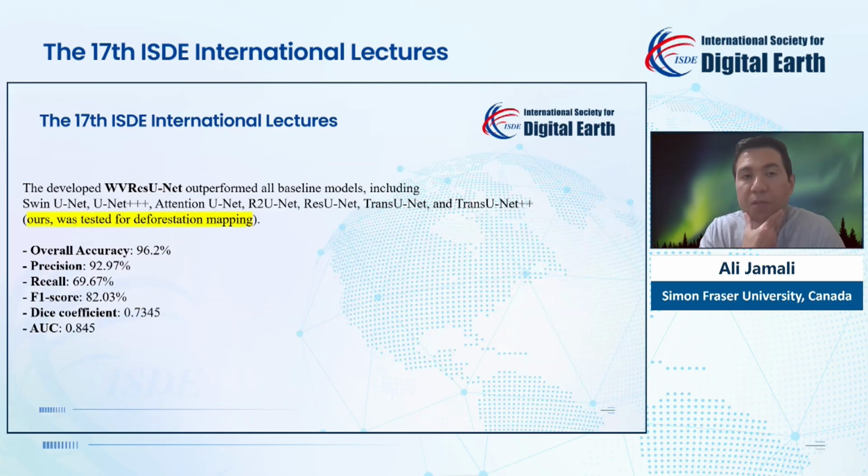So the baseline models were Swin-UNet, UNet 3+, Attention UNet, Auto UNet, Res-UNet, TransUNet, and TransUNet++. TransUNet++ was the one we developed before. We tested it for deforestation mapping based on Sentinel-2. We wanted to test it for flood mapping on Sentinel-1 SAR data as well.